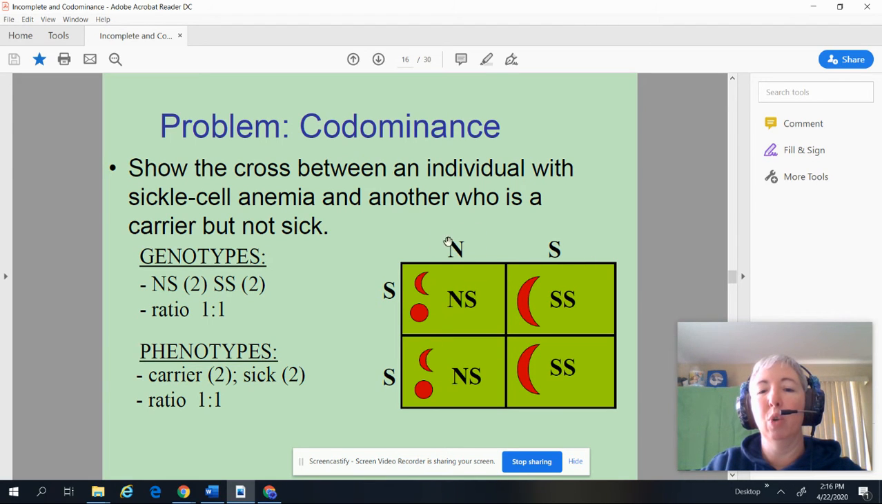You have normal brought down into these two squares and sickle cell brought down into these two squares. If this parent has two alleles for sickle cell, in the intermediate, the heterozygous genotype, you have both sickle cells and normal cells. And in the homozygous sickle cell, you only have this type of blood cells. So this is how the Punnett square works for a codominant trait.